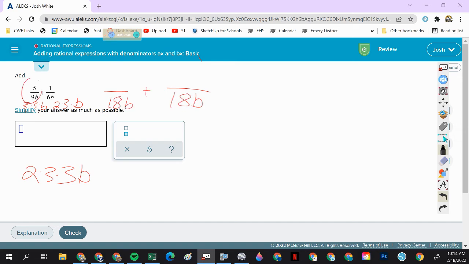Okay. What is the first fraction missing? It has a set of 3's, and it has a b, but it needs a 2, so I multiply the 5 by 2, and I get 10. What is the second fraction missing? A 3, so I multiply the 1 by 3, and I get 3, which gives me 13 over 18b. Is that simplifiable? No, 13 is prime.